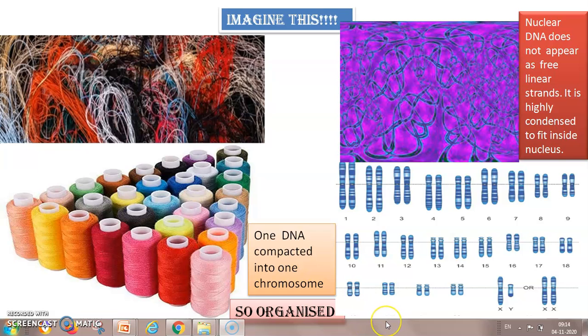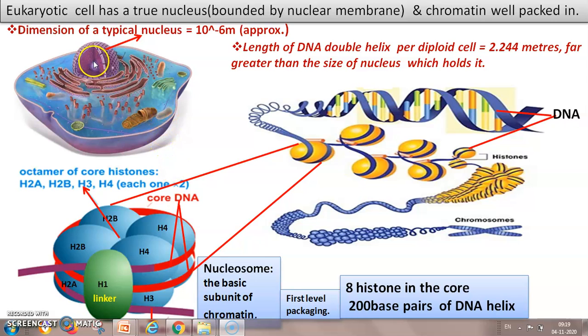This kind of organized packaging is needed so that the lengthy DNA molecule fits into chromosomes. One DNA compacted into one chromosome. When I talk about one chromosome, it is a haploid cell. This is one chromosome. This is one pair, that means one paternal and one maternal. And nuclear DNA does not appear as free linear strands because it is organized in this manner. It is highly condensed to fit inside this nucleus.